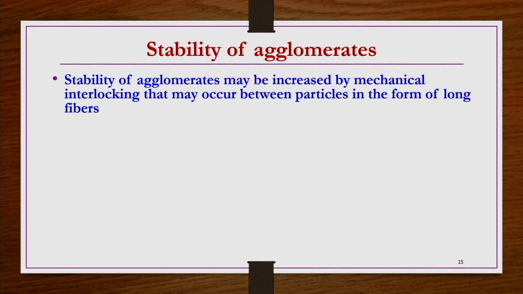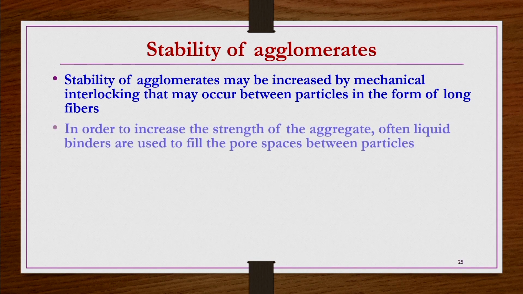And these are a few characteristic definitions, right, which may be important in the designing of these size enlargement processes. Finally, stability of agglomerates. Stability of agglomerates may be increased by mechanical interlocking that may occur between particles in the form of long fibers. In order to increase the strength of the aggregate, often liquid binders are used to fill the pore spaces between the particles.